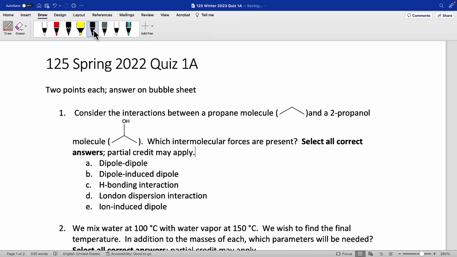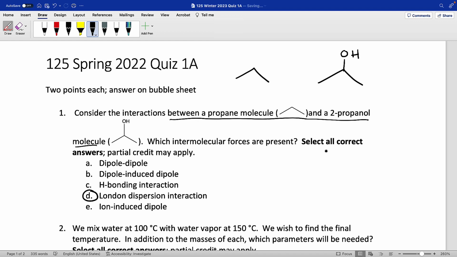So in the first question, we're looking at interactions between a propane molecule and a propanol molecule. So we've got, let's put them a little closer together, a propane molecule and a 2-propanol molecule. We want to know their IMFs. Well, clearly we're always going to have London dispersion, so let's just circle that to start.